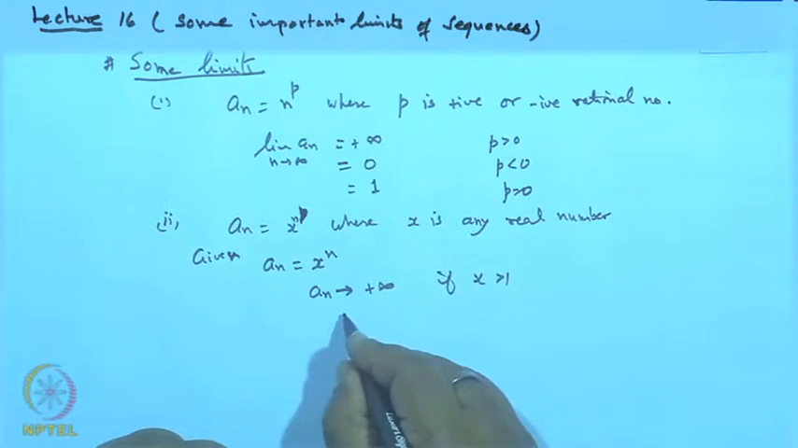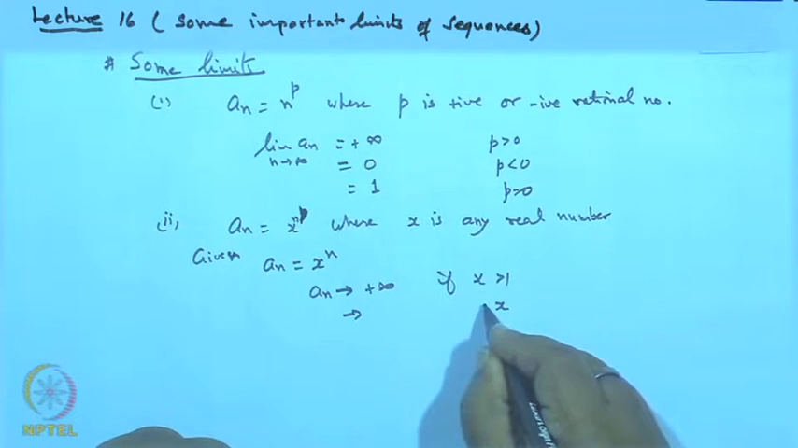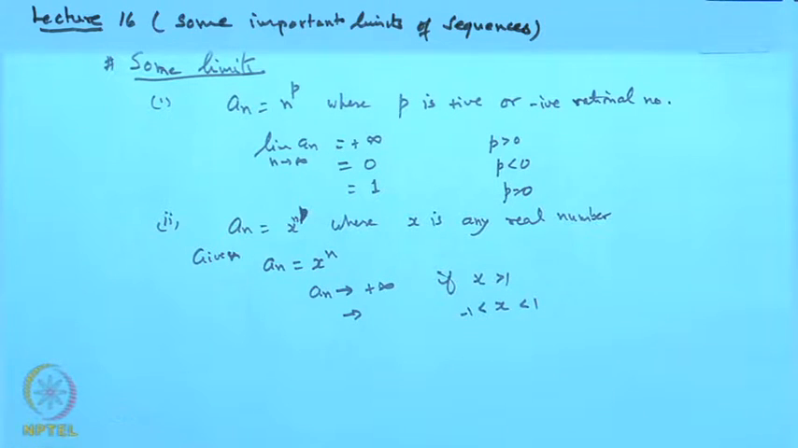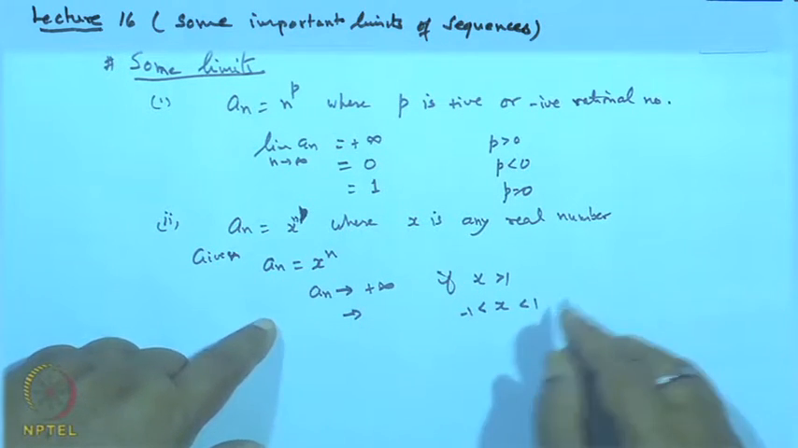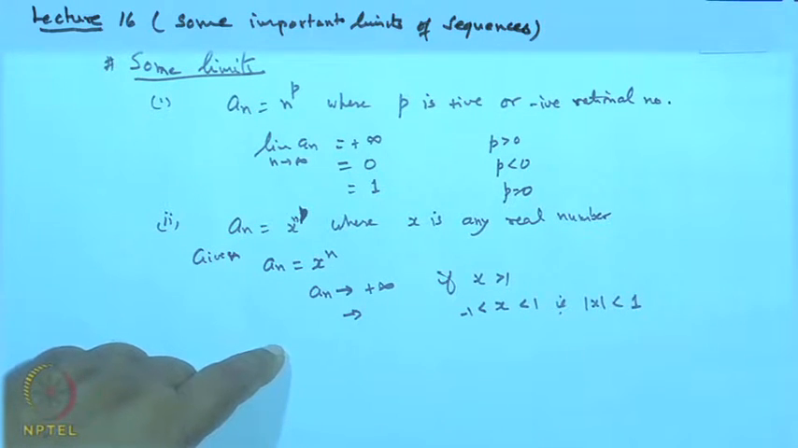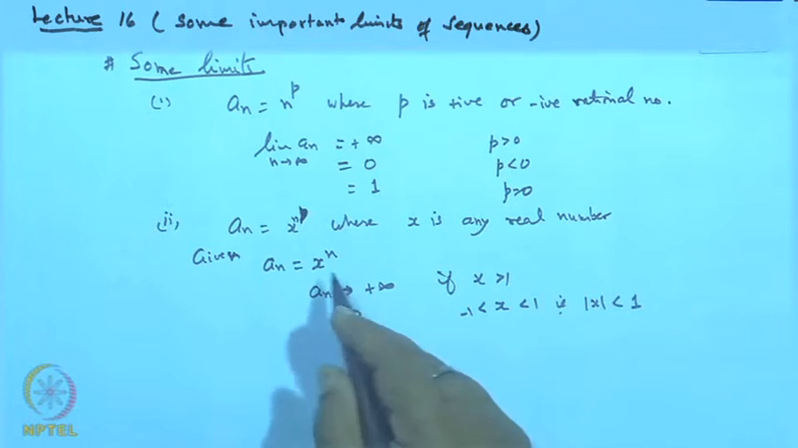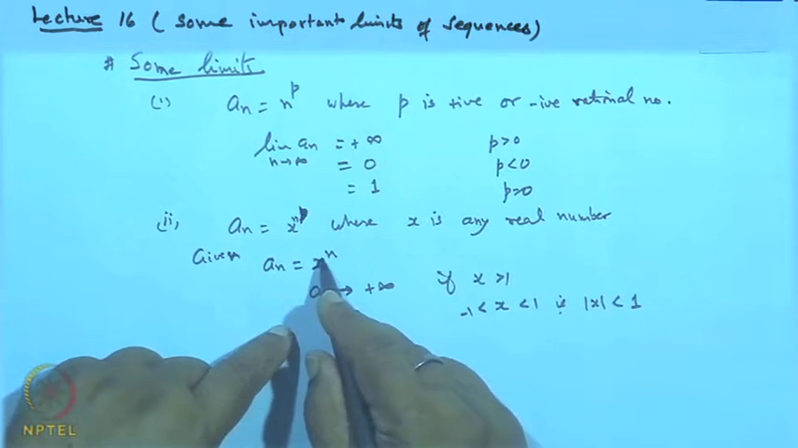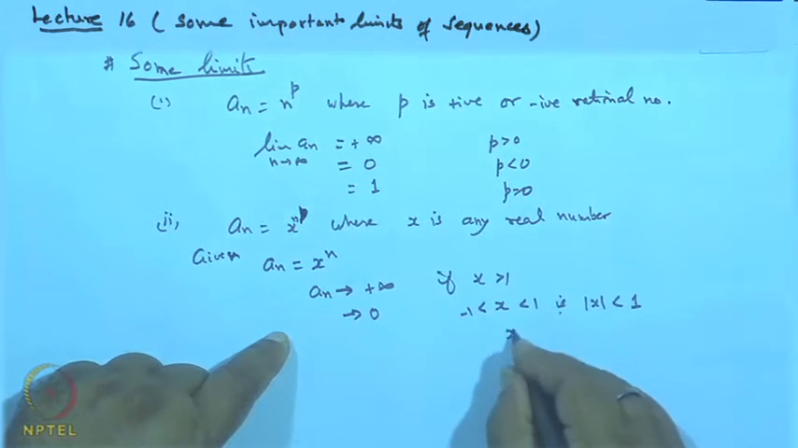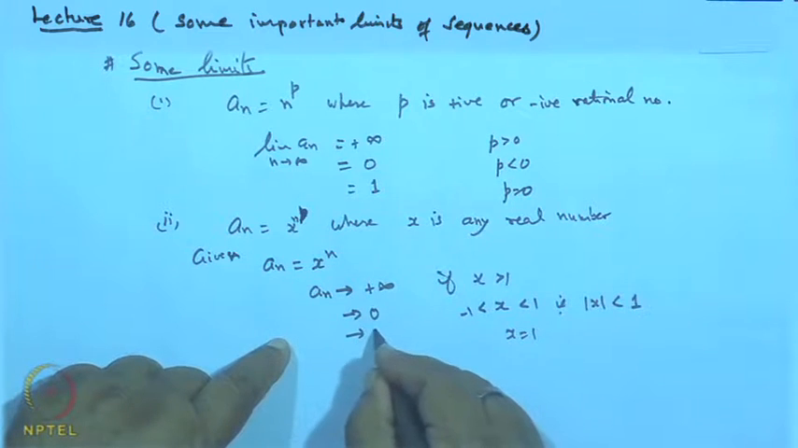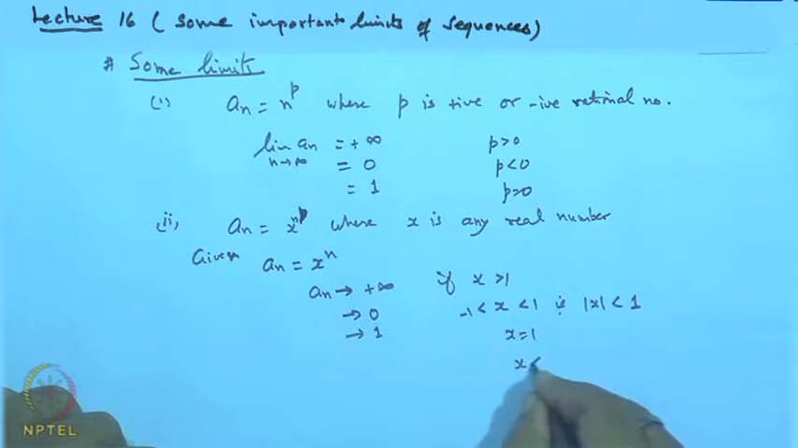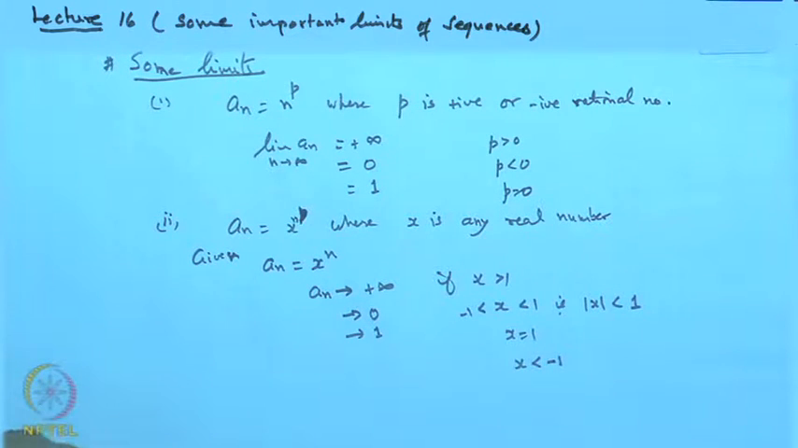And when x lies between minus 1 and plus 1, it means the absolute value of x is strictly less than 1. In that case, this sequence will keep on decreasing and decreases to 0. And when x is equal to 1, the limit is 1. What happens when x is strictly less than minus 1?